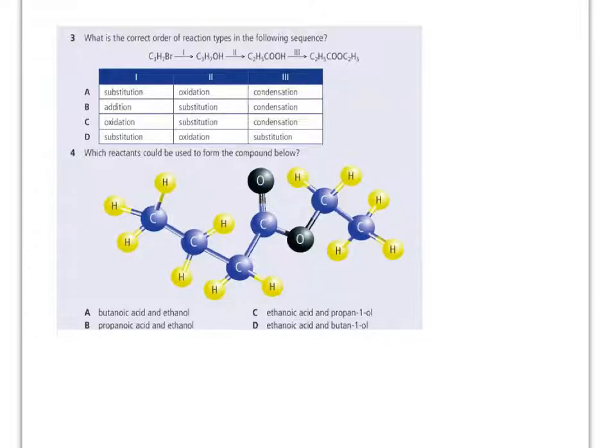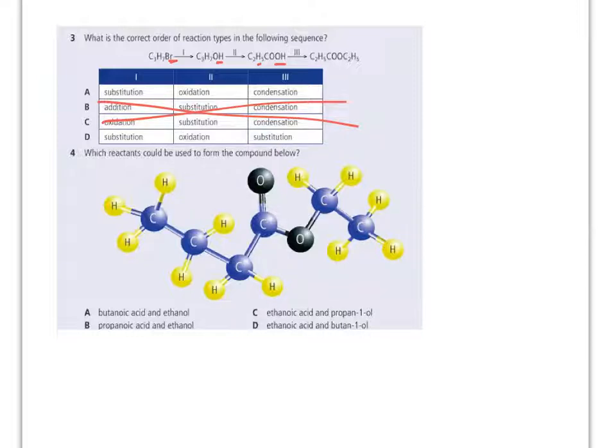Number 3 takes you through what we call a pathway. It's a series of reactions that take you from this halogenoalkane to an ester at the end. Unfortunately, you're not being asked to name them, but you're just supposed to tell the correct order of the reaction types. Well, on the first one, if I look at C3H7Br and then C3H7OH, the only difference is the Br becomes OH, so that's a simple substitution. So B and C are out of the running because that one, everyone should be able to tell, is just a substitution.